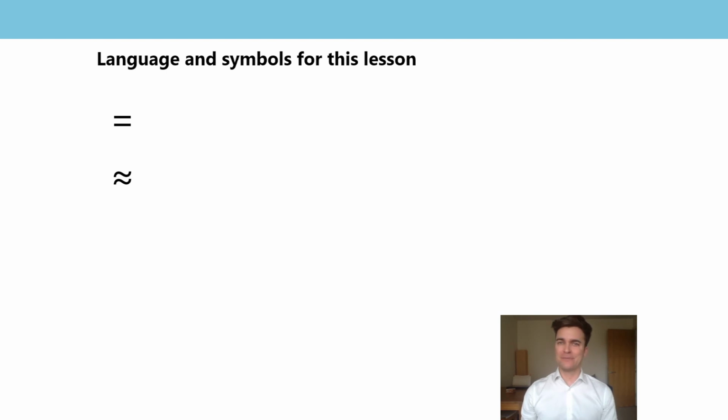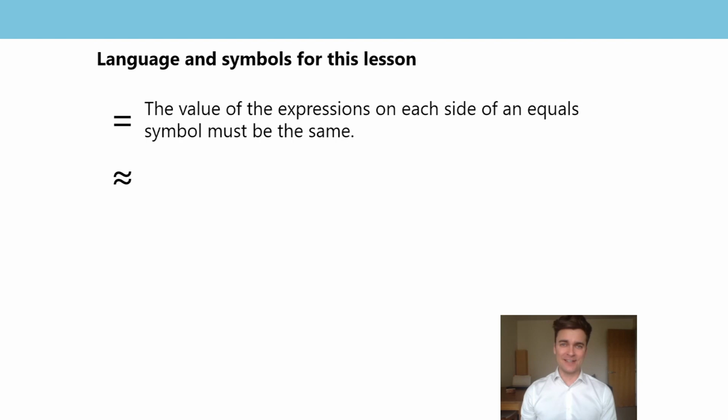Symbol at the top, really familiar with this, and this is the sentence that we've been using to explain what that symbol means. Can you read it aloud on 3? 1, 2, 3. The value of the expressions on each side of an equal symbol must be the same. How about the symbol underneath? Do you know what it means? If you do, what changes would you make to the sentence to match this symbol?